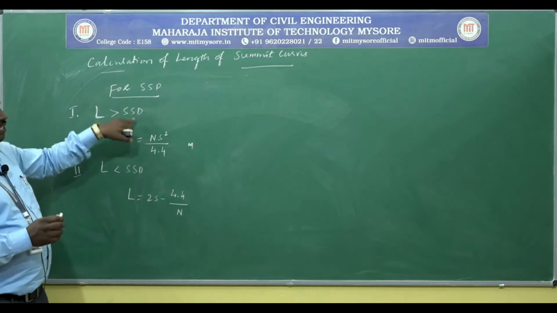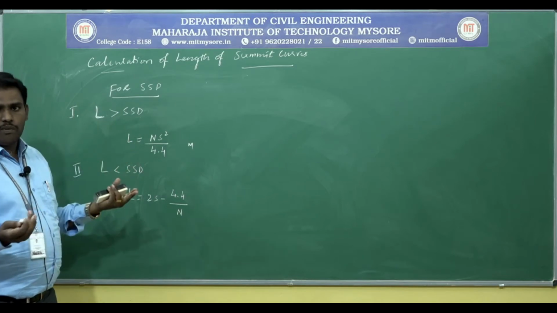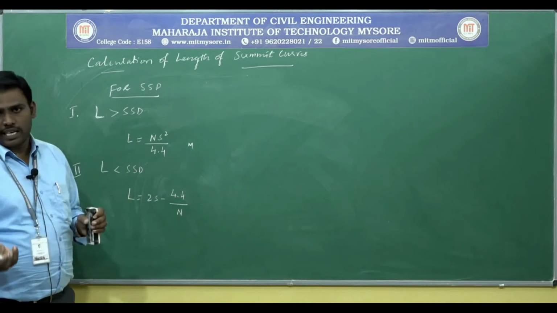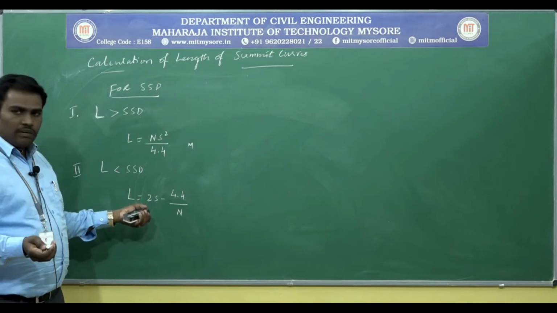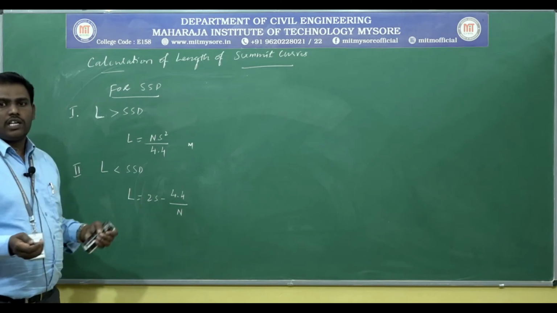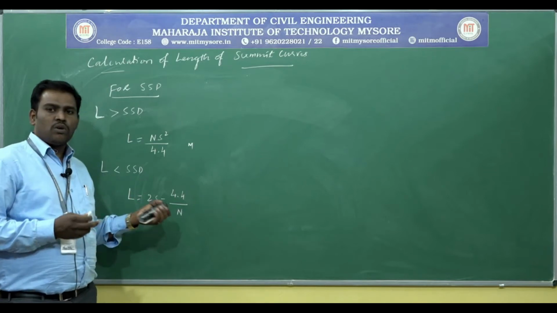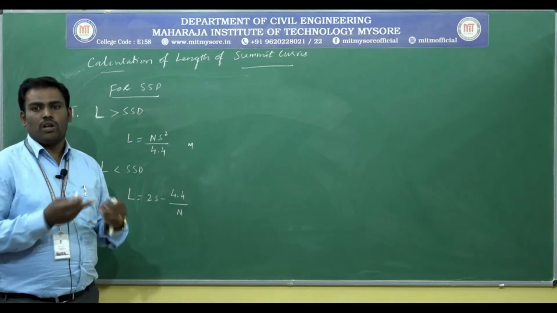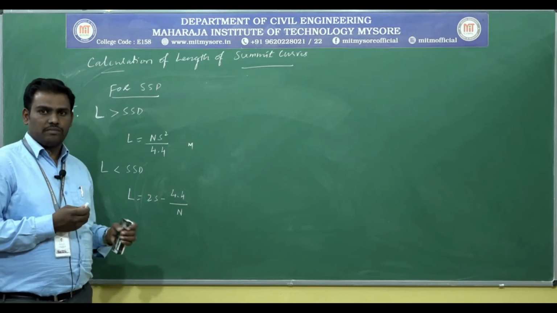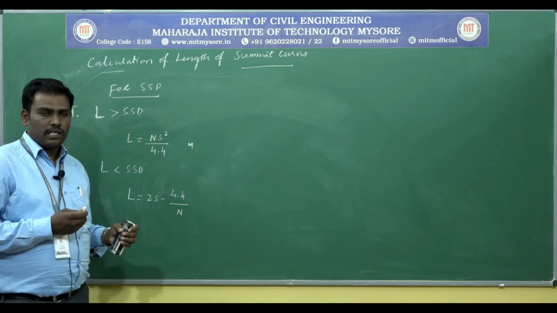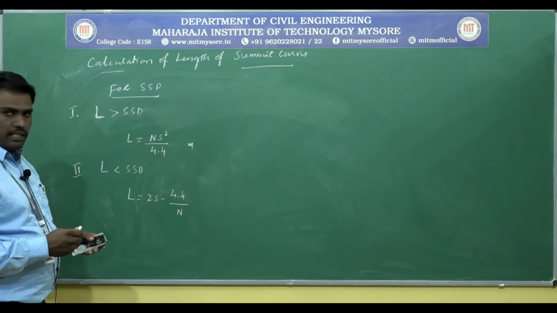Of course, when the first condition is not satisfied or the first assumption is wrong, obviously the second assumption is correct. Then whatever length of summit curve we get from this equation will be adopted as the length of summit curve, and usually you round off to the next higher whole number if you get a fraction. Is it clear? This is regarding the stopping sight distance criteria.